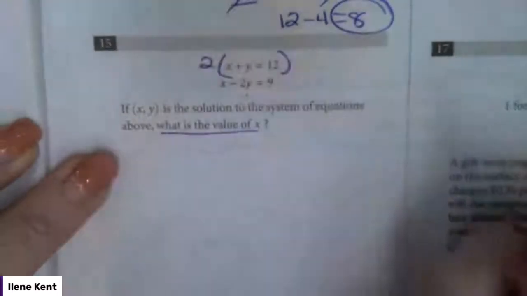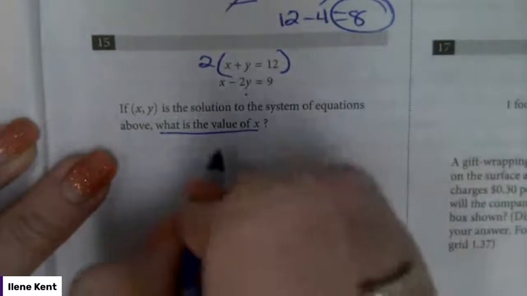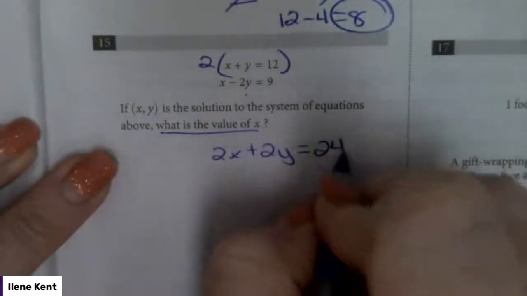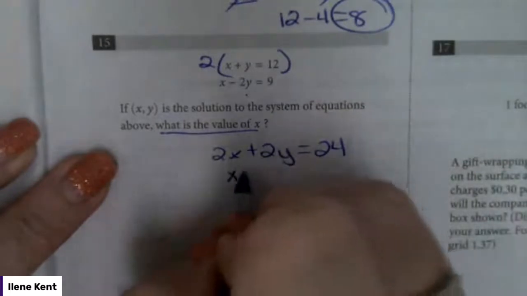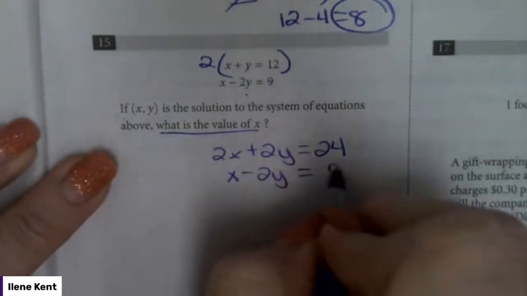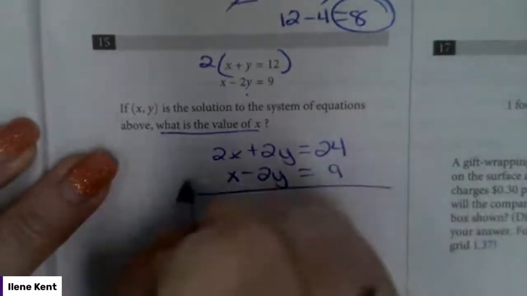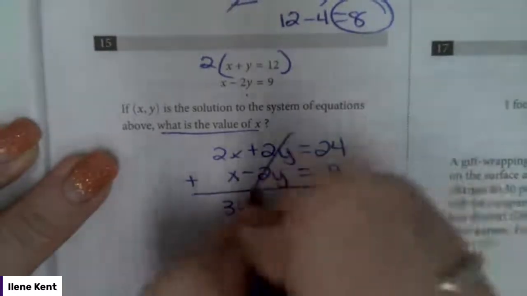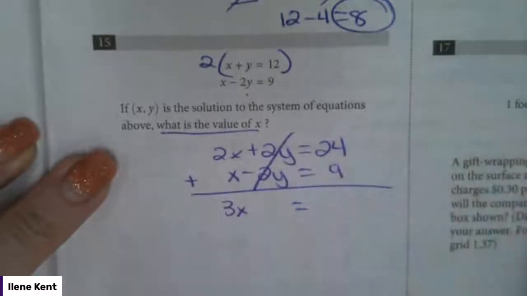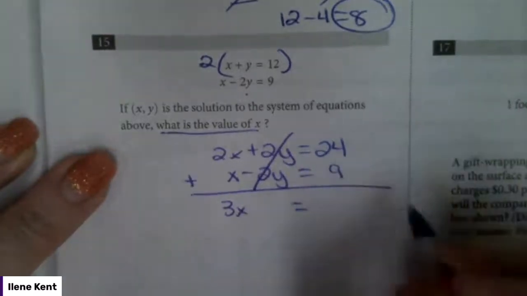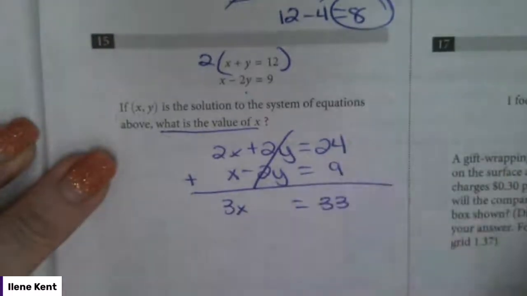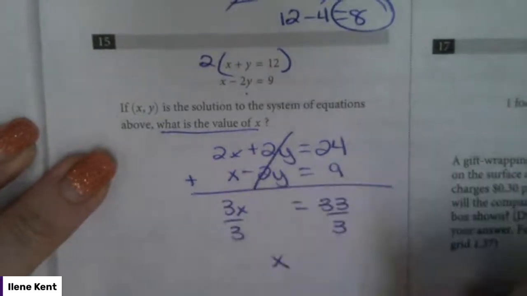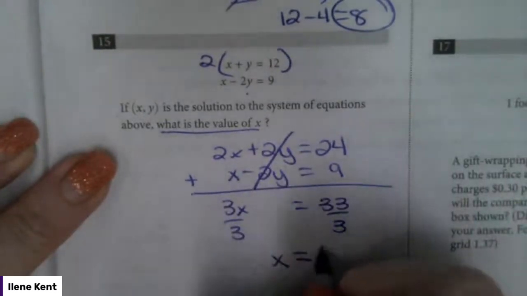I'm going to want to multiply this top one by 2. That'll give me 2x plus 2y equals 24. You rewrite that bottom equation like this. And when I add these together, 2x plus x is 3x, my y's cancel out, and 24 plus 9 gives me 33. When I divide both sides by 3, x equals 11.